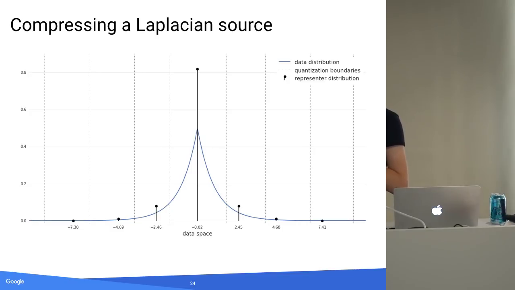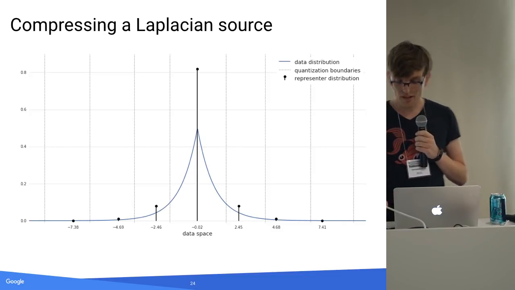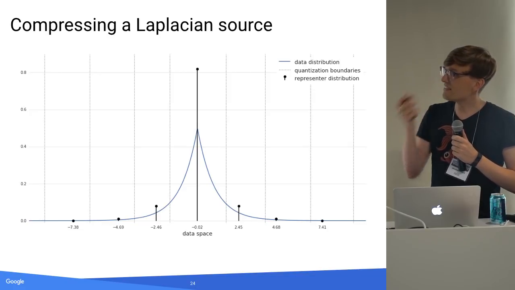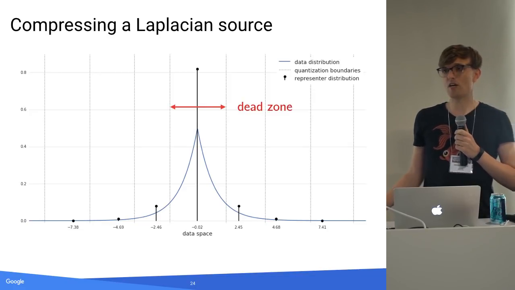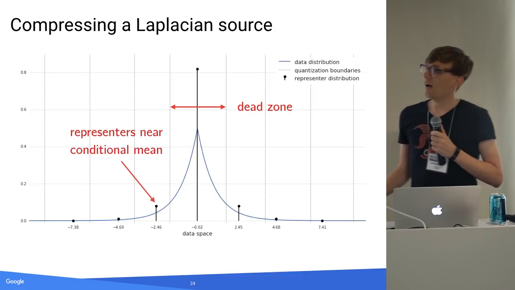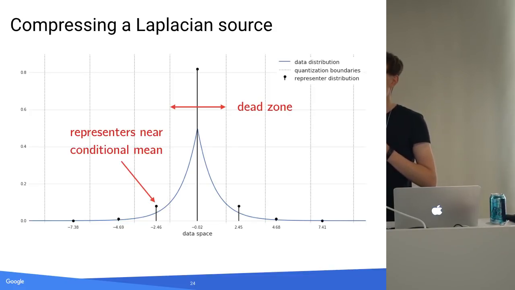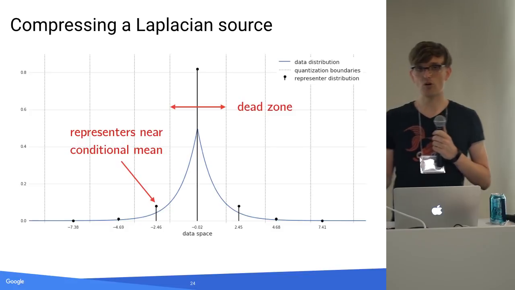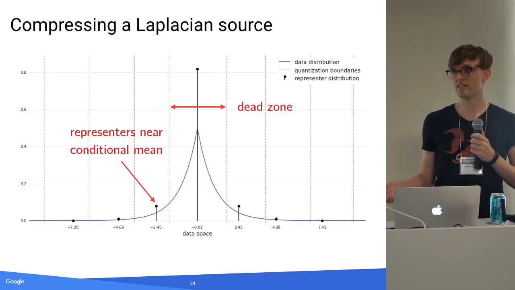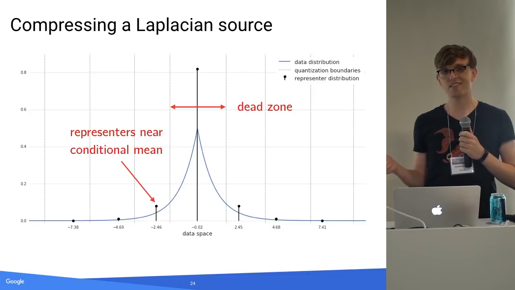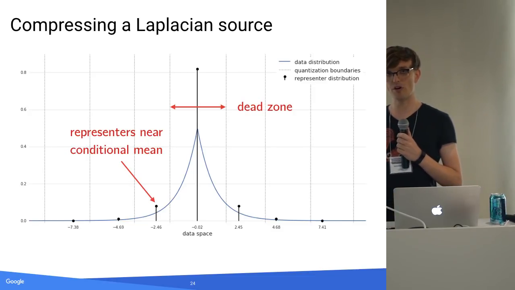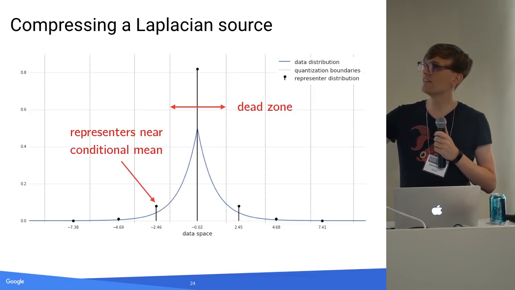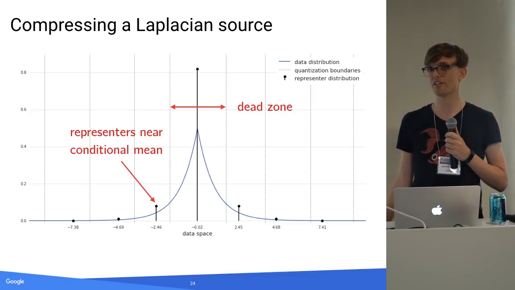So what you can see here is basically that this nonlinear transform coder acts like a non-uniform quantizer. And what's very nice and encouraging is that it actually figures out that it should use a dead zone. It also puts the representers near the conditional mean within each bin. These are two properties that we know will help with compressing a source like this. But the interesting thing is that we didn't put that in there. The system learned to do that just based on getting samples from the Laplacian distribution during training.